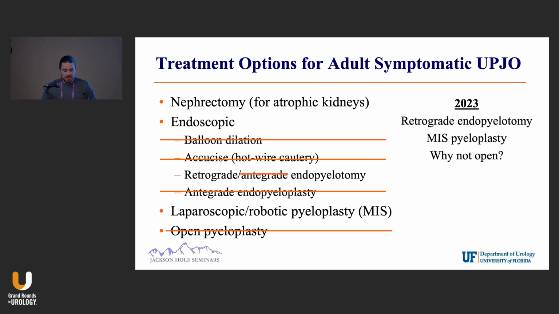The other options I've listed here, in addition to nephrectomy for atrophic kidneys, are some of the ones that I did in residency just a couple of years ago, we'll say, but most of these, unfortunately, are no longer available. So balloon dilation has kind of fallen out of favor due to really poor outcomes. Acucise, I'm not sure you can still get Acucise. I did one in residency, but maybe more historical. Antegrade pyeloplasty, there were a few series, and it kind of just went away. And then I put a line through open pyeloplasty, so I hope I don't make anyone upset about that, but I'll show some data there. But really in 2023, it's either a retrograde endopyelotomy, which is our cut, and then an MIS pyeloplasty, which is the construct.